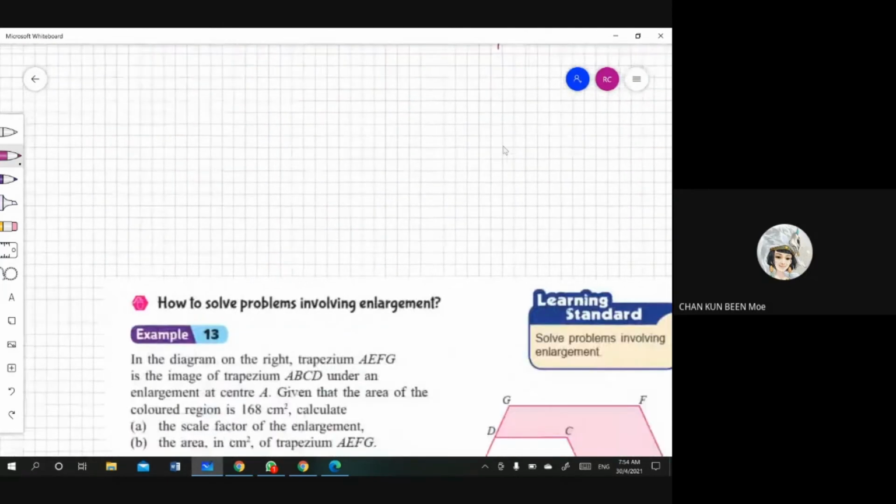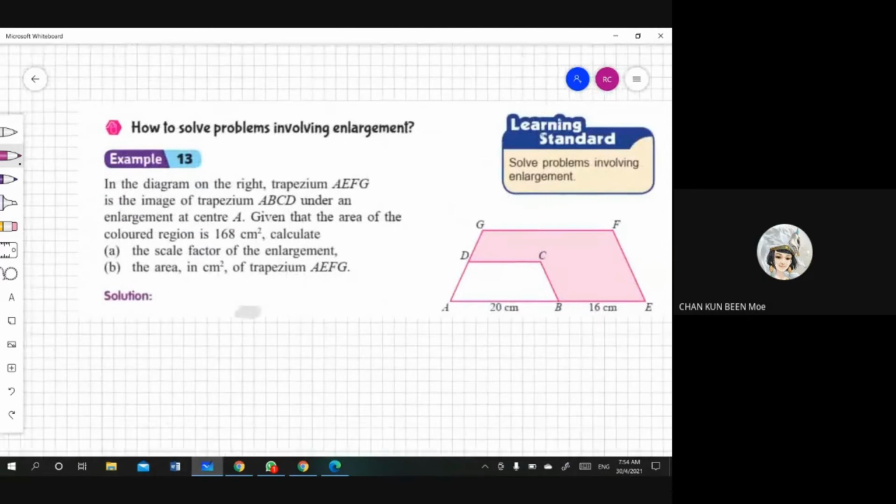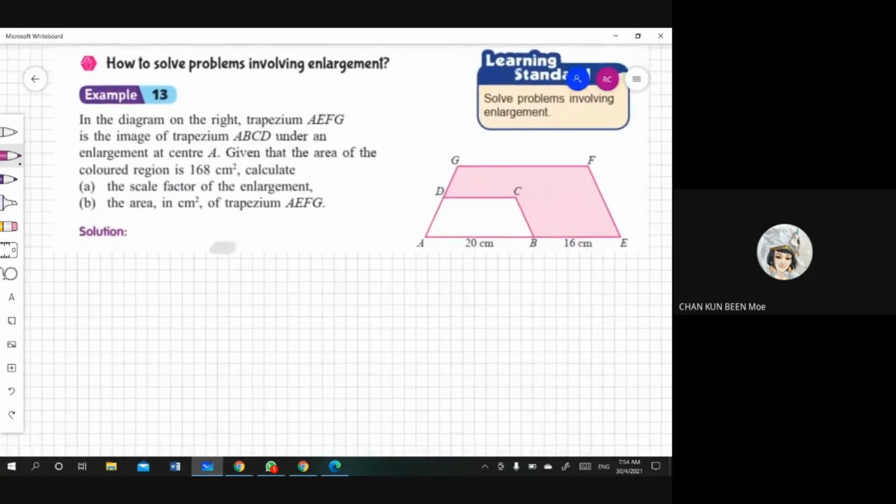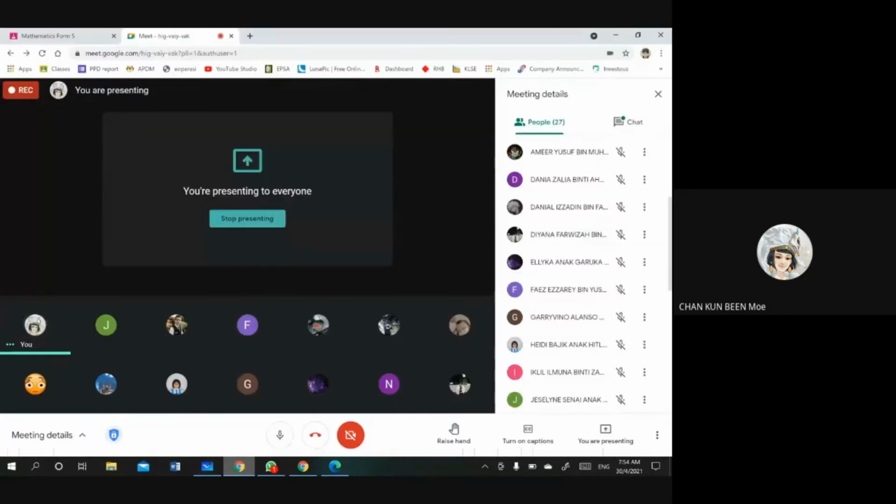Okay, now we move on to how to solve problems involving enlargement. Okay, this is a long question over here. Anyone volunteer to read?